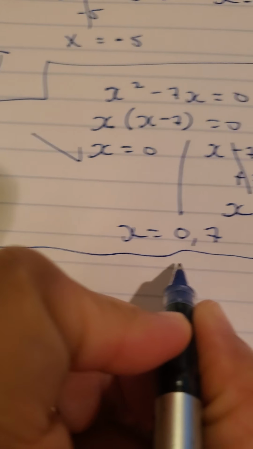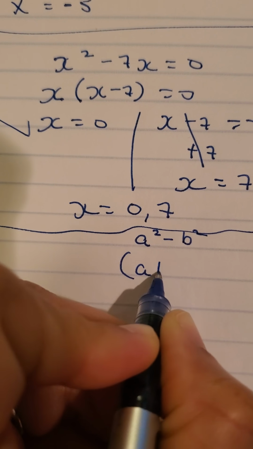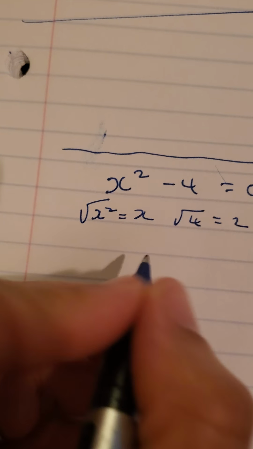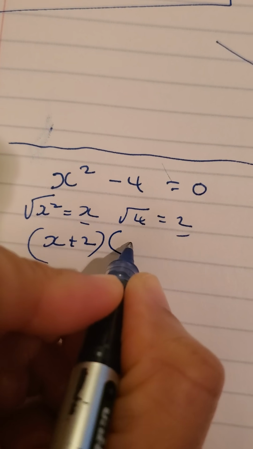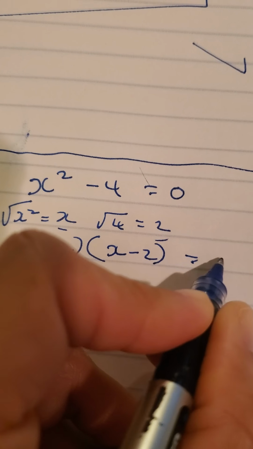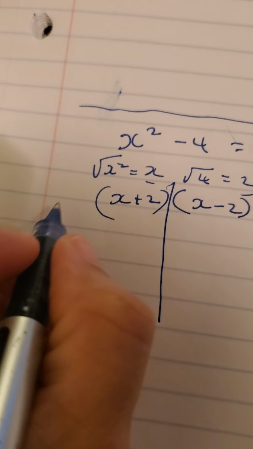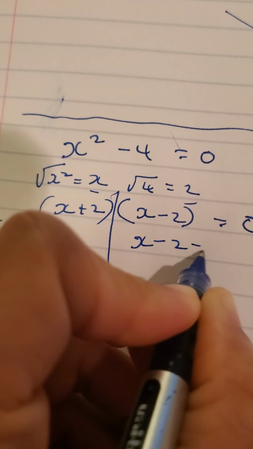Remember the difference of squares formula that says a squared minus b squared is the same as saying a plus b times a minus b. So here I have my a, I have my b, so that's x plus 2 times x minus 2 equal to 0. So now I'll set both my factors equal to 0 and solve. So x plus 2 equals 0. x minus 2 equals 0.